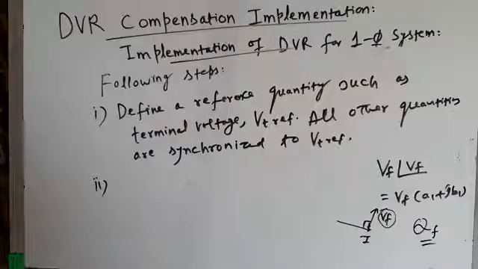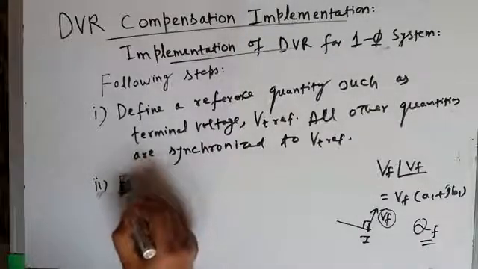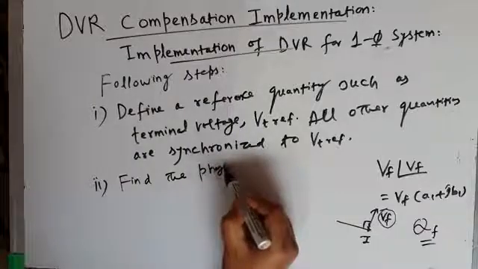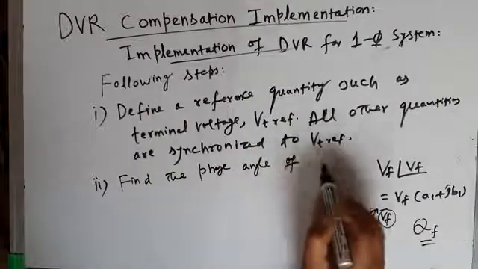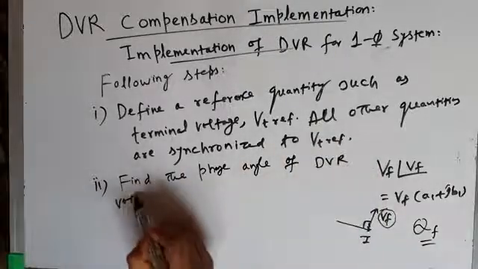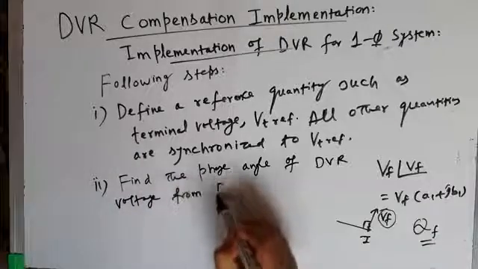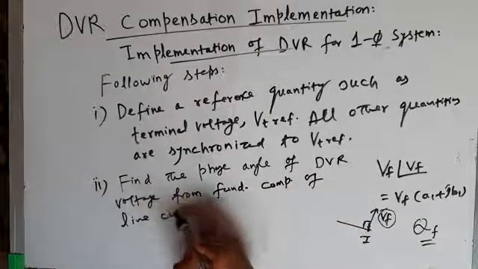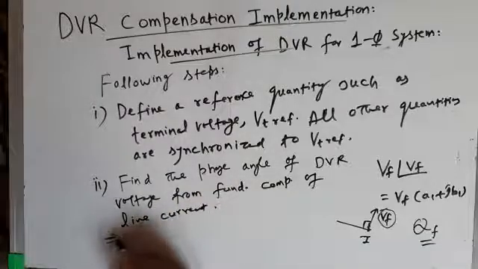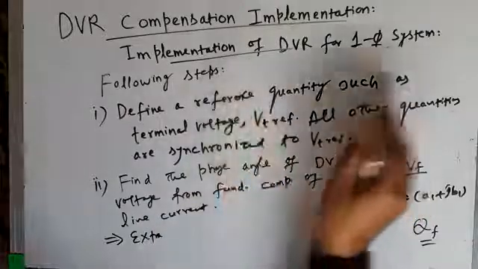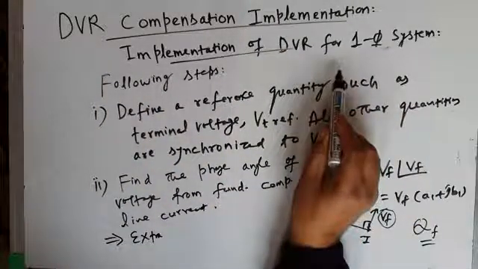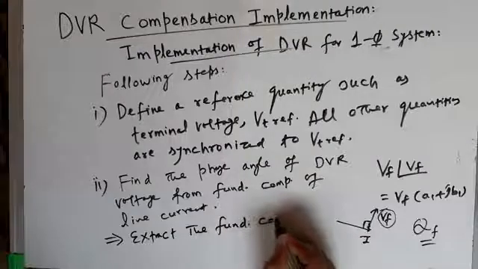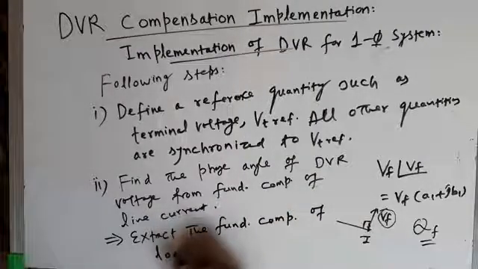So therefore, the second step is to find the phase angle of DVR voltage from the fundamental component of line current. That is, if your load is non-linear and the load current has harmonics also, what you have to do? You have to extract the fundamental component of load current.